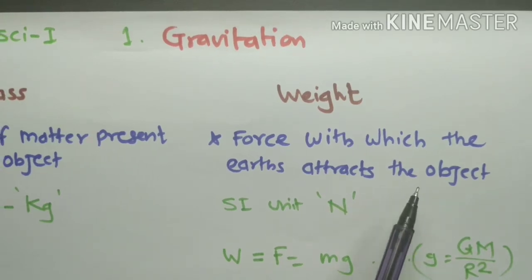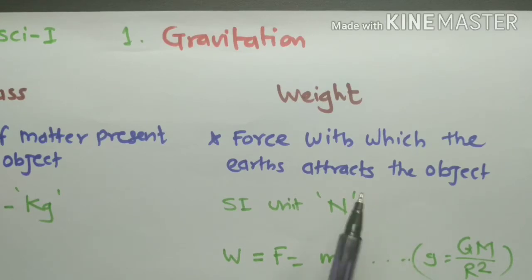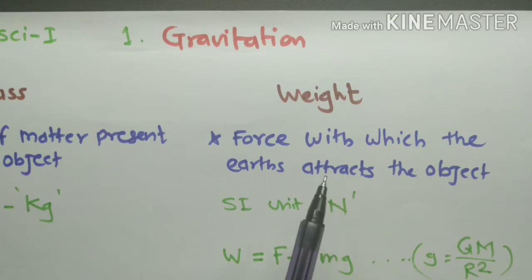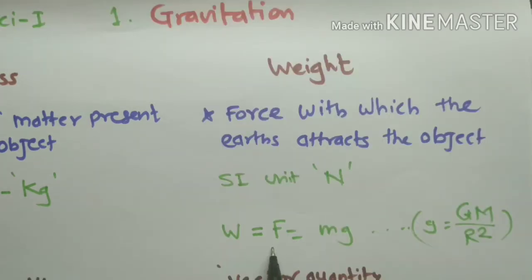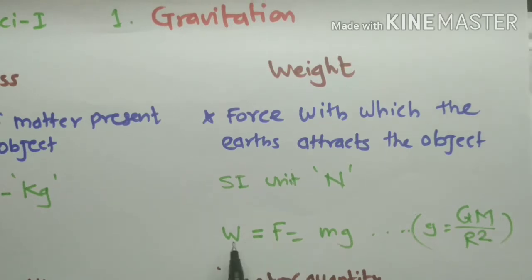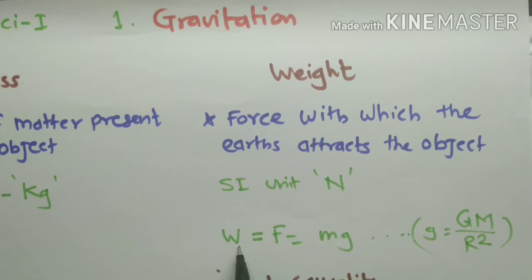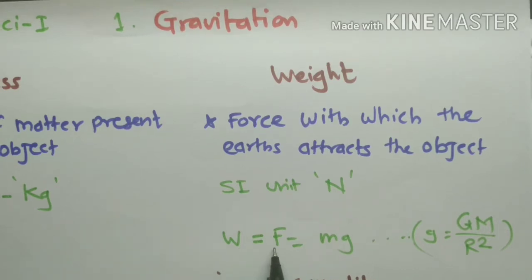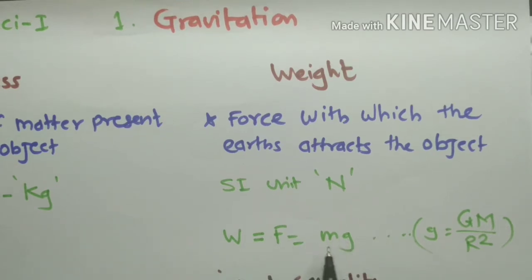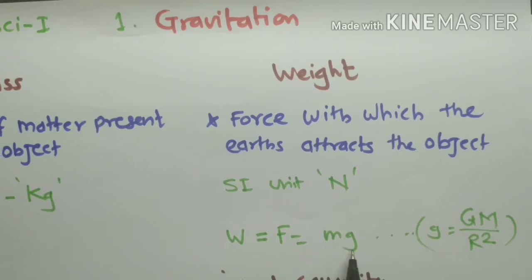Force means gravity. We learned it in previous videos on this topic of the book. So what is the force? We write the formula here. Force and weight are equal. Weight is nothing but the force applied by gravitation, and it is the product of mass and gravitational acceleration. So mass and weight are different.